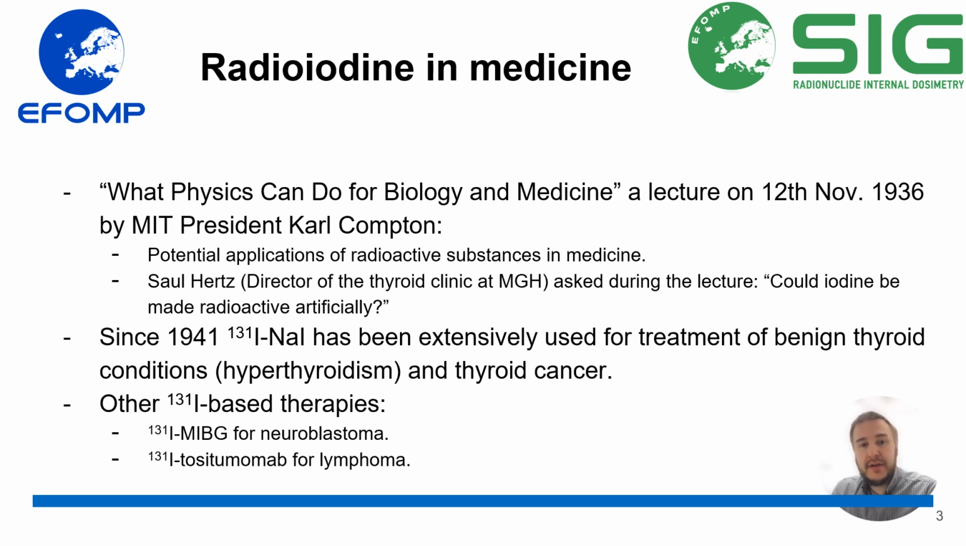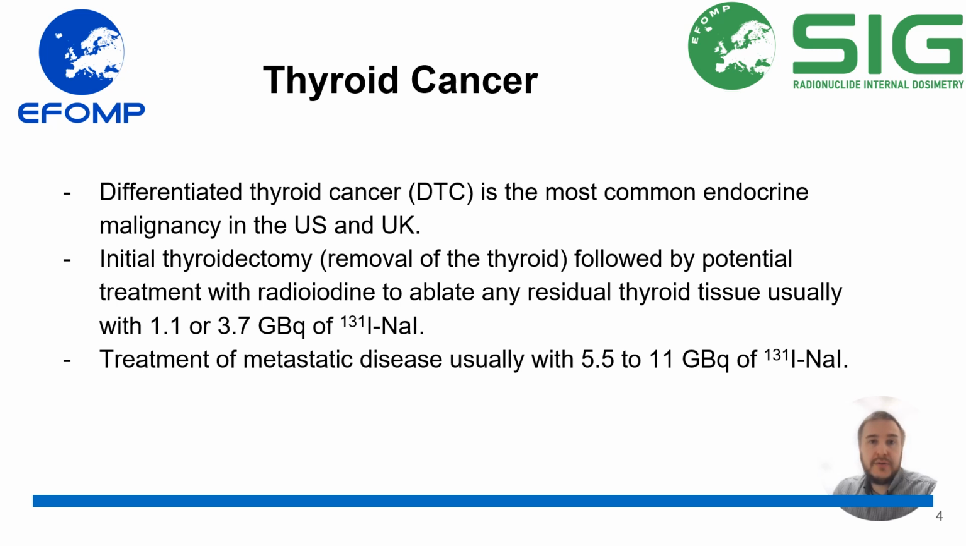And there's some other I-131-based therapies out there as well. So we've got I-131 MIBG for neuroblastoma, and then, for example, I-131 tositumomab for lymphoma. So it has been really around for a long time. And so, like I said, one of the applications where we use I-131 is obviously thyroid cancer. Differentiated thyroid cancer is really one of the most common endocrine malignancies in the world.